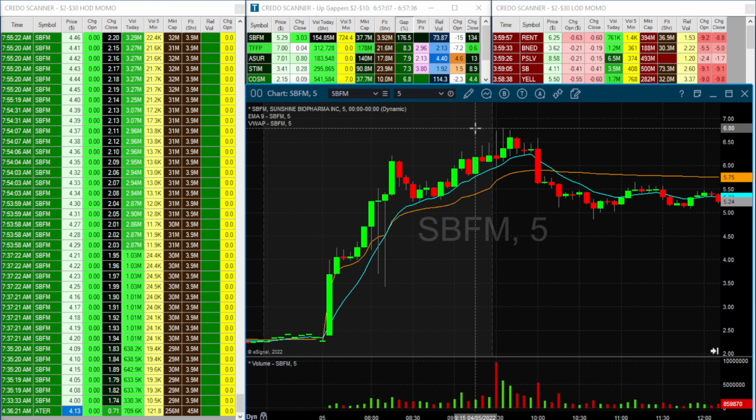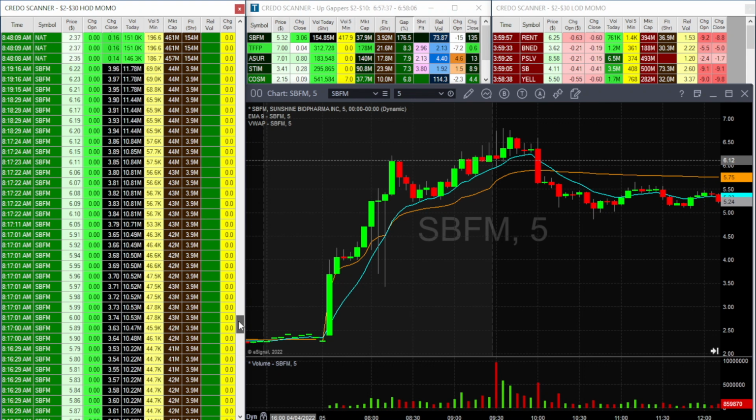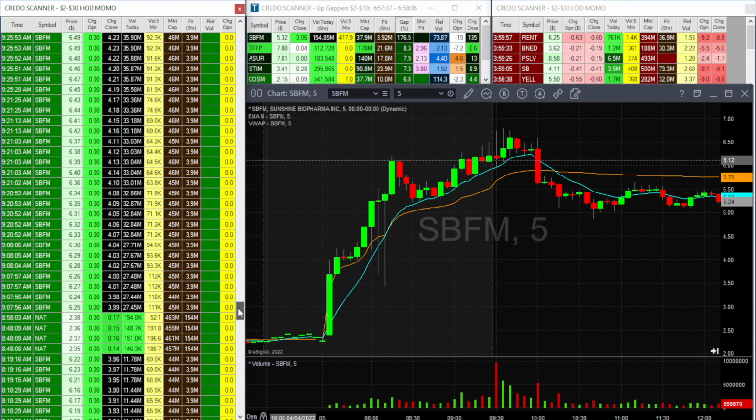On the left side of my screen is the high of day momentum scanner. You can see on the scanner how fast the stock is moving with increasing volume. Also, you can see the market cap and float values in the columns. If the stock meets your criteria, you can start trading. For short and long strategies, I use different criteria. If the stock doesn't fit my criteria, I don't trade.